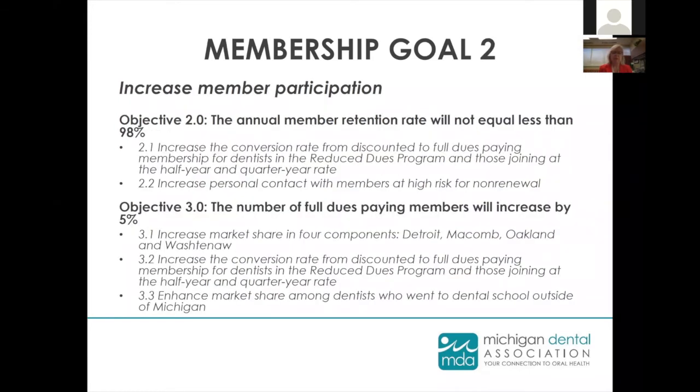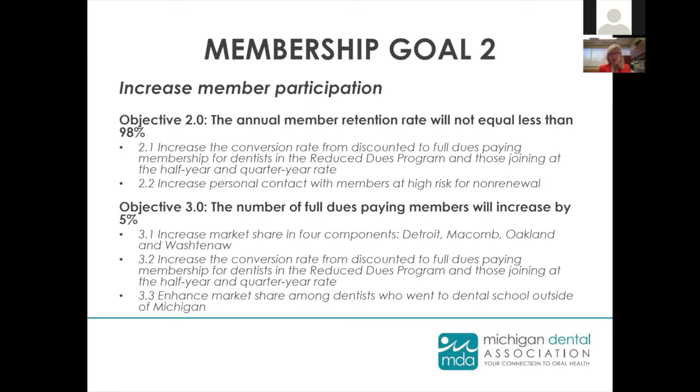Another membership goal is to increase member participation. So there are 2 objectives under that. One is to achieve a superlative member retention rate, because the more we keep, the fewer we have to go out and recruit or try to get back. And the second objective is to increase the number of full dues paying members by 5%. That is actually a pretty tough goal.